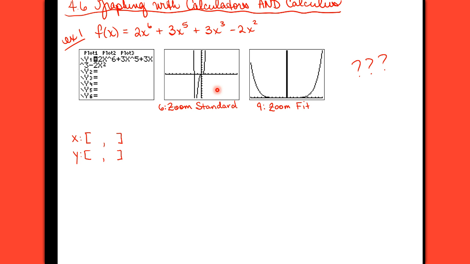Not really sure exactly what's going on there. I definitely have too many x's over here and too many x's over here. And I'm not seeing enough of my y values. So I need fewer x's and more y's.